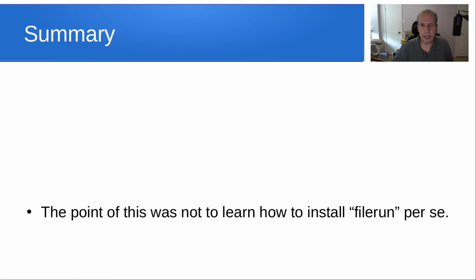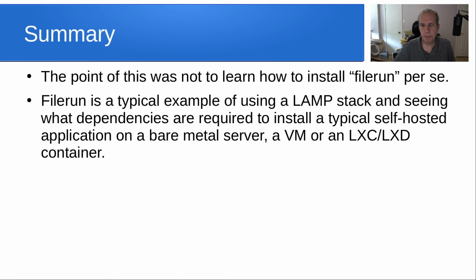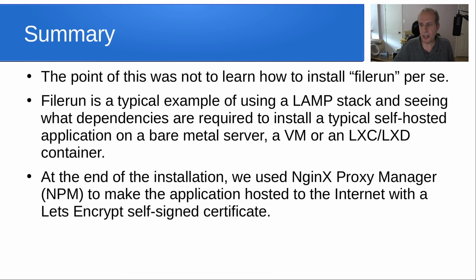So, in summary, the point of this was not to learn how to install FileRun per se. FileRun is a typical example of using an application that requires a LAMP stack and seeing what dependencies are going to be required to install a typical self-hosted application on either a bare metal server, a virtual machine, or a LexC or LexD container. At the end of the installation, we used Nginx Proxy Manager to make the application hosted to the internet with a Let's Encrypt self-signed certificate.